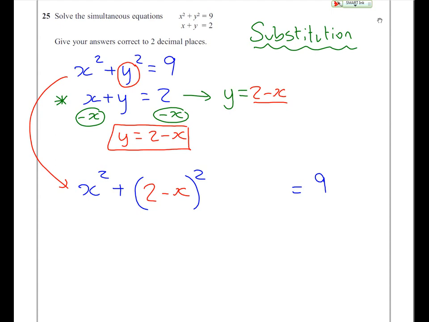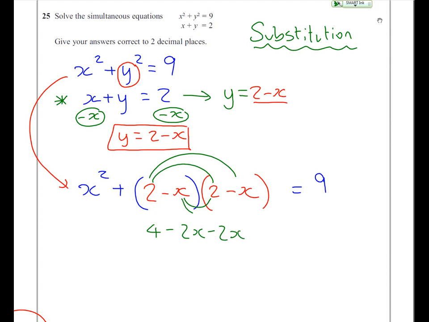Now, squared means you're doing this times by itself. So whenever you get a bracket squared, you can change it to the bracket times by itself. And then you've got a nice double bracket that you can do the banana method on. 2 times 2 is 4. 2 times minus x is minus 2x. Likewise here. Minus x times minus x is x squared. And that's our 2 brackets expanded. The rest of the stuff stays the same.